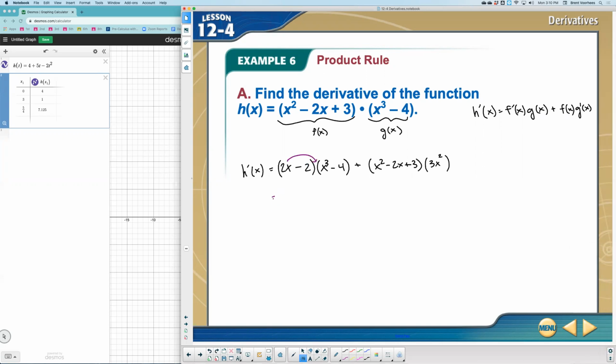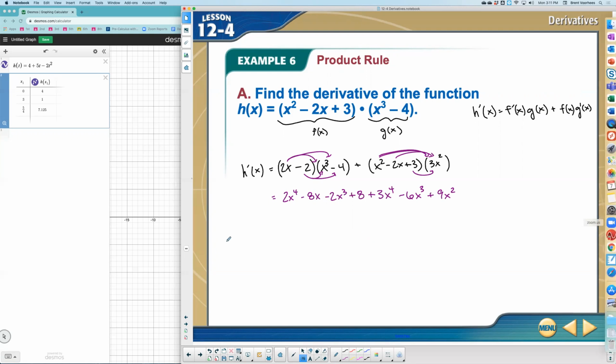So here I would have 2x to the 4th power minus 8x minus 2x cubed plus an 8. Over here, we'll distribute and we'll have plus 3x to the 4th power. Now this one here, we'll have minus 6x to the 3rd power. And finally, plus 9x squared.